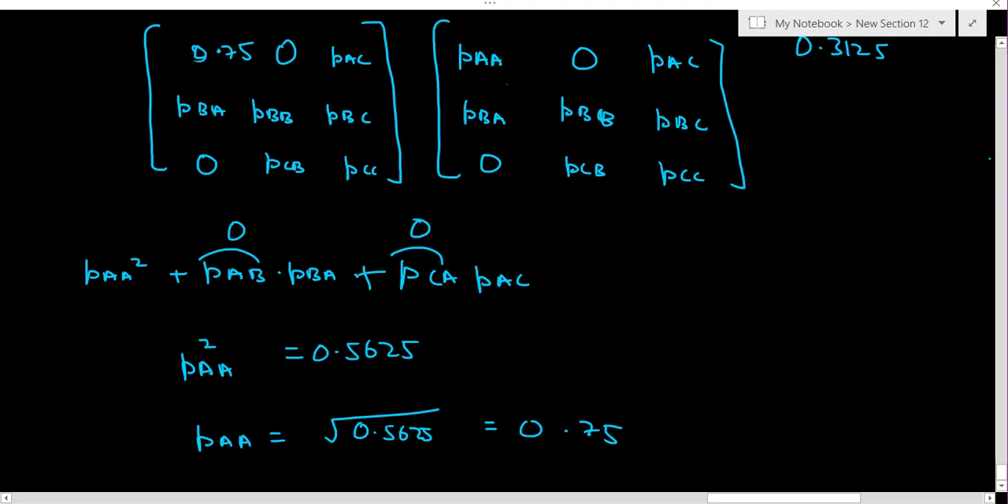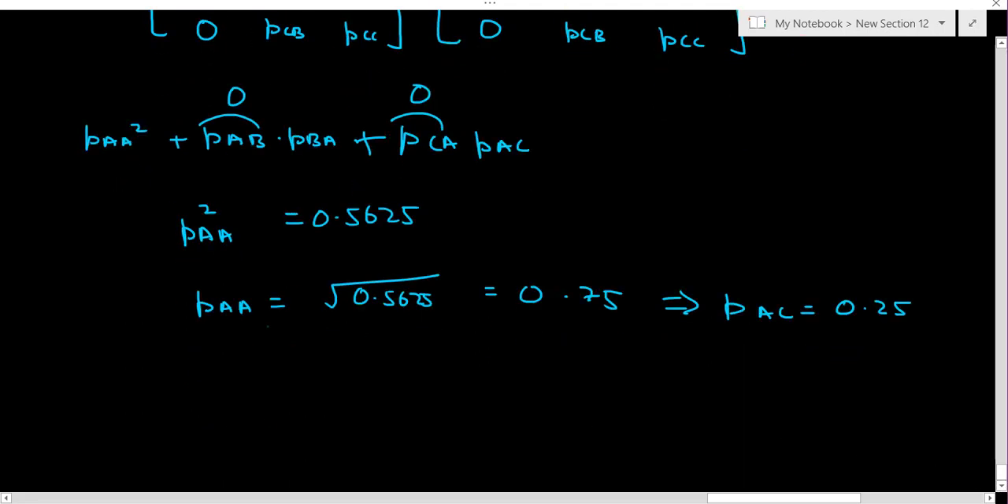So what other values do I have? I have the middle one here. So let's try to figure out the middle one, and that's complicated. Okay, so we know that PAA is 0.75 now. That's given now. So I can actually calculate PAC with the help of this, because the first row has to add up to 1, so that would imply that PAC is equal to 0.25, because PAB is equal to 0, right? So this entire row becomes 1. So that's how you calculate it.